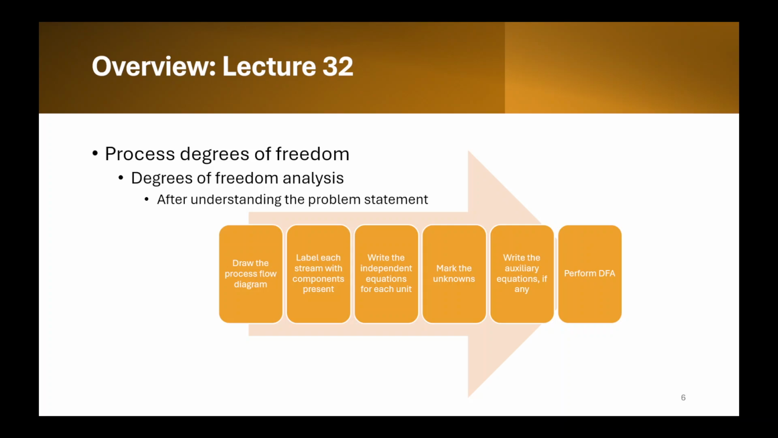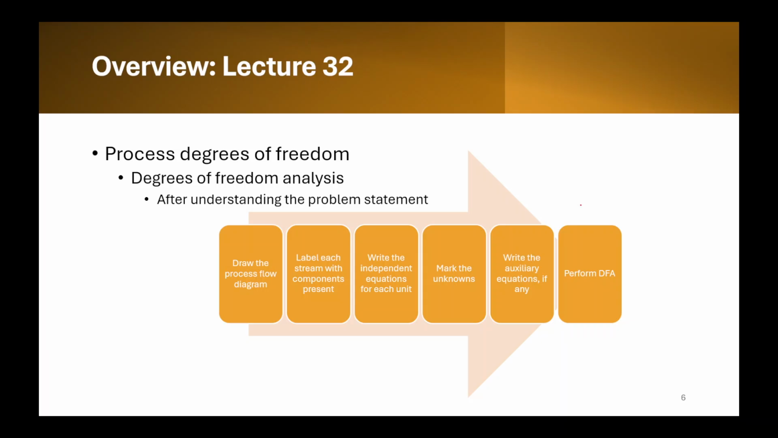For the degree of freedom analysis, this is basically the process flow sheet, or you can say the steps that are involved. First, after understanding the problem statement correctly, you draw the process flow diagram, then label each stream with the components present. Write the independent equations for each unit, then mark the unknowns, then write the auxiliary equations if any, and then perform the DFA.